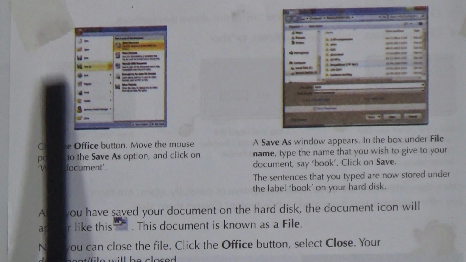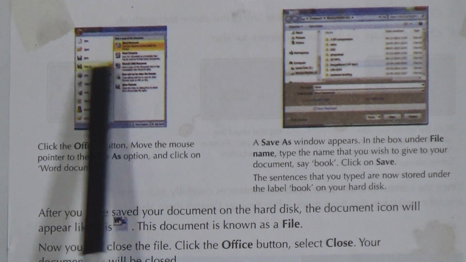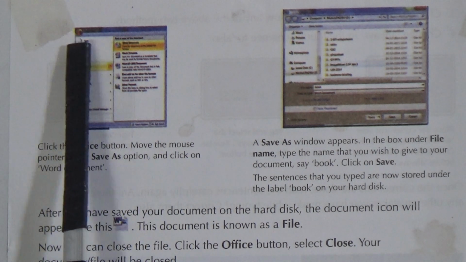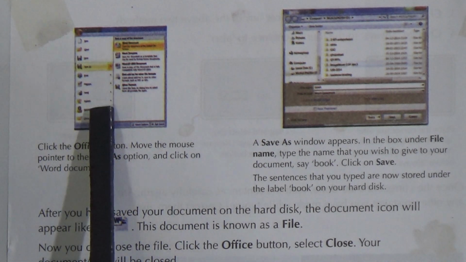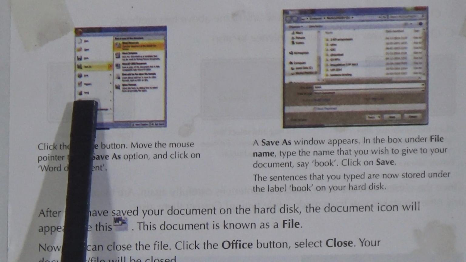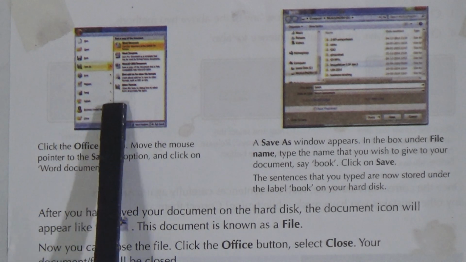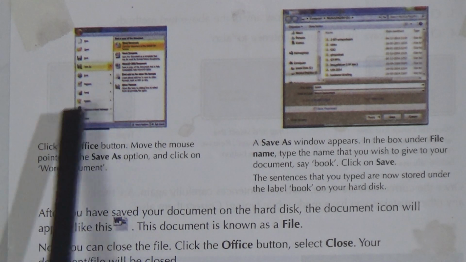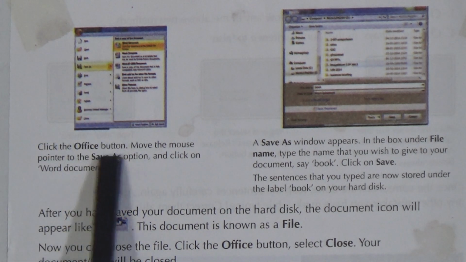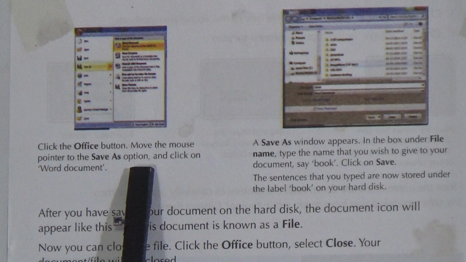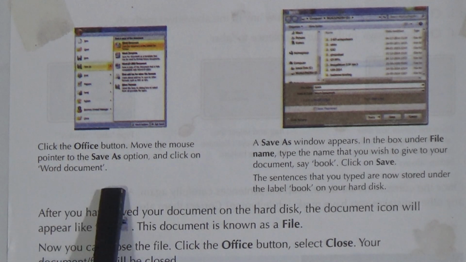Look at the first picture. This menu comes when you click the office button. Here you have the save and save as option. From here you can save the things which you typed in the Word document. You can choose save or save as. Click the office button, move the mouse pointer to the save as option and click on Word document.